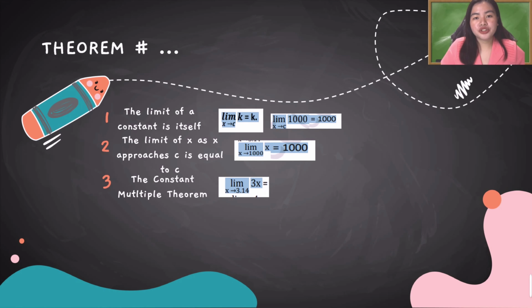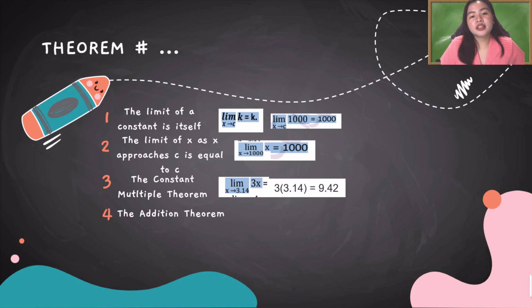Since x approaches 3.14, substitute 3.14 to the x of 3x, thus it will be 3 times 3.14 and it will equate to 9.42. The next theorem is called the addition theorem, which states that the limit of a sum or difference of functions is the sum or difference of the limits of the individual functions.